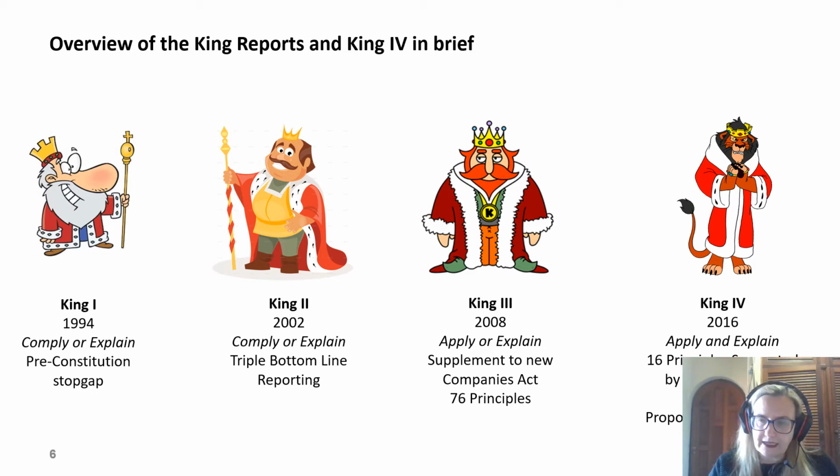But recognizing that, still brings us to 2016 and the publication of King 4. And firstly, what they did was they took 76 principles and they refined them down into 16 principles. And the best way I can explain this is those 76 principles are good stuff. They really are good stuff. But they might have been a bit watery.